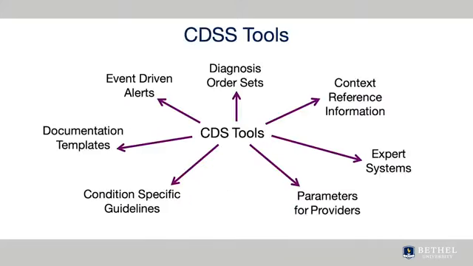Other categories of CDS tools are order sets, relevant reference information, expert systems, suggestions for parameters, reference to guidelines, templates for documentation, and the event-driven alerts I've already explained. Order sets present the most common orders for a specific condition. For example, for a client who is being transitioned to comfort care, a set of evidence-based interventions can be presented to the clinician who is writing the order. She doesn't have to remember all the single orders that go into transitioning the patient's orders.